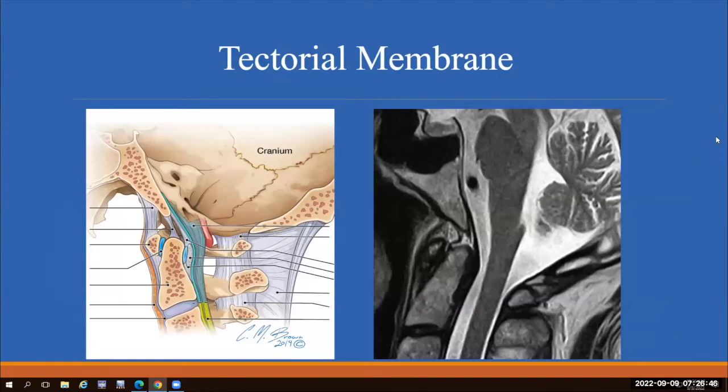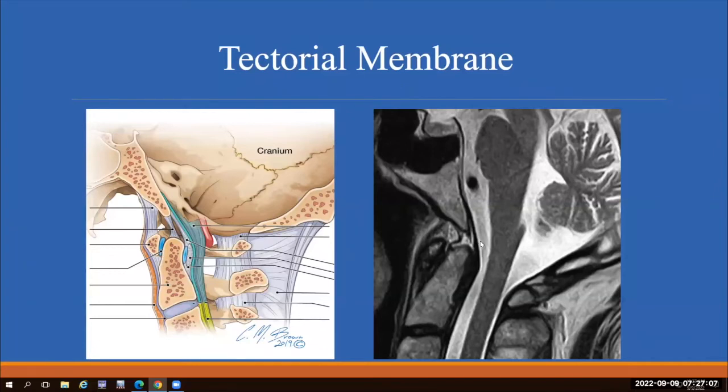All right, so when we talk about these ligaments, we're going to take them one at a time. The first ligament I want to talk about is the tectorial membrane. The tectorial membrane, again, is this thin, broad ligament, this dark line here, that forms a sling posterior to the C2 dens, and it's one of the major stabilizing ligaments of the craniocervical junction.